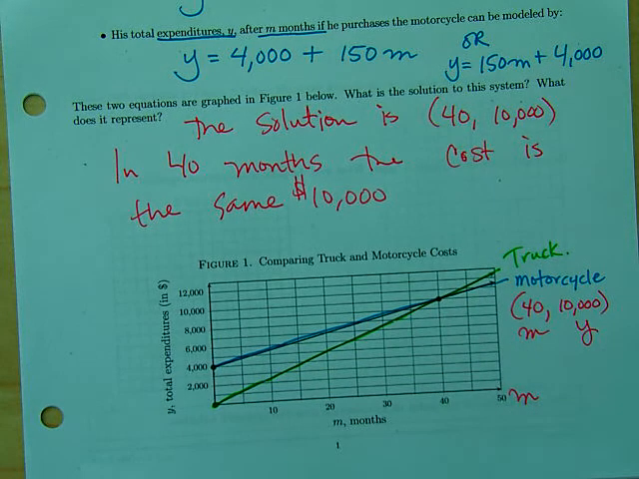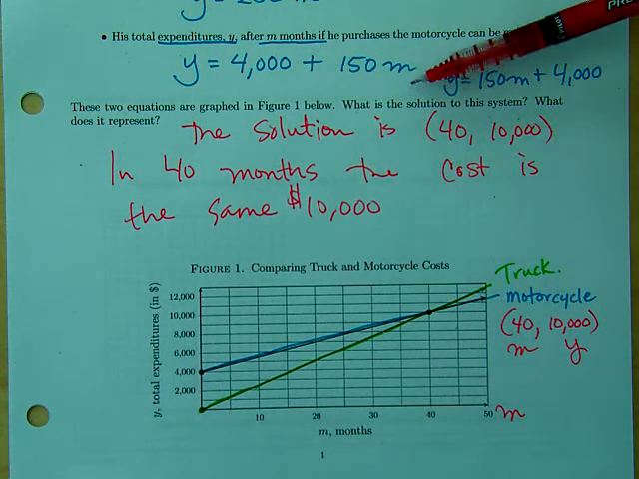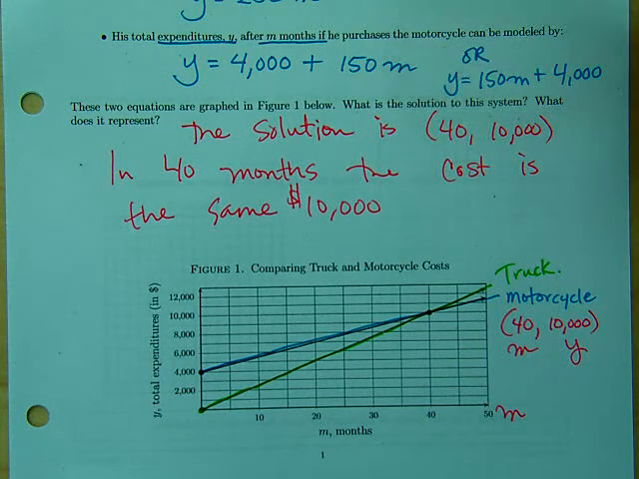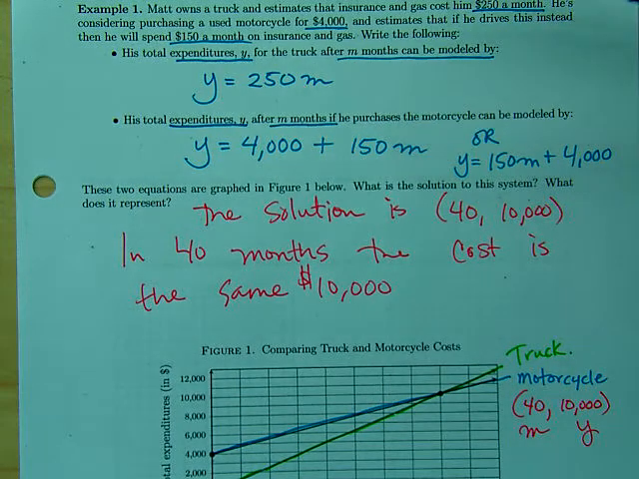Now, you said there were two kinds. Weren't there some lines that you said never cross? Parallel lines never cross, and they have to have the same slope. So that's something to look out for. If he were in this situation and it didn't matter about the gas and the insurance, if they cost the same, then they would never ever cross.